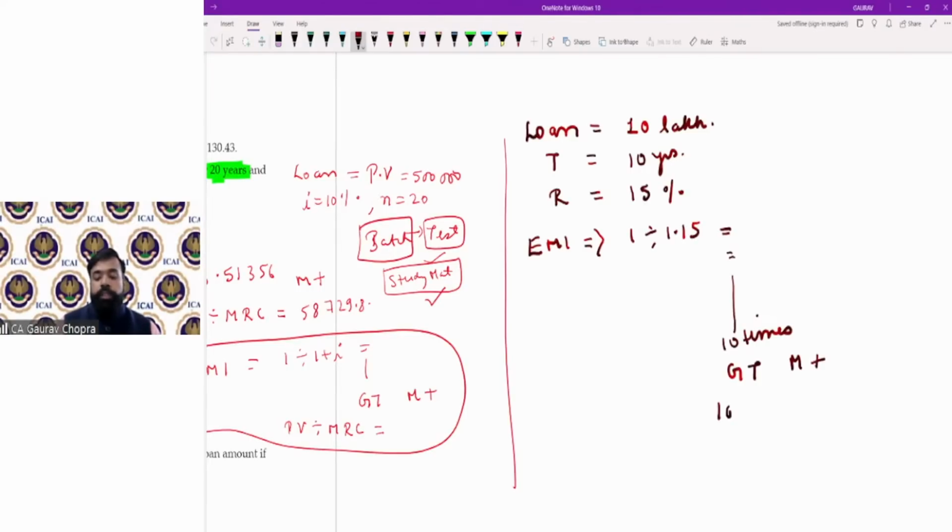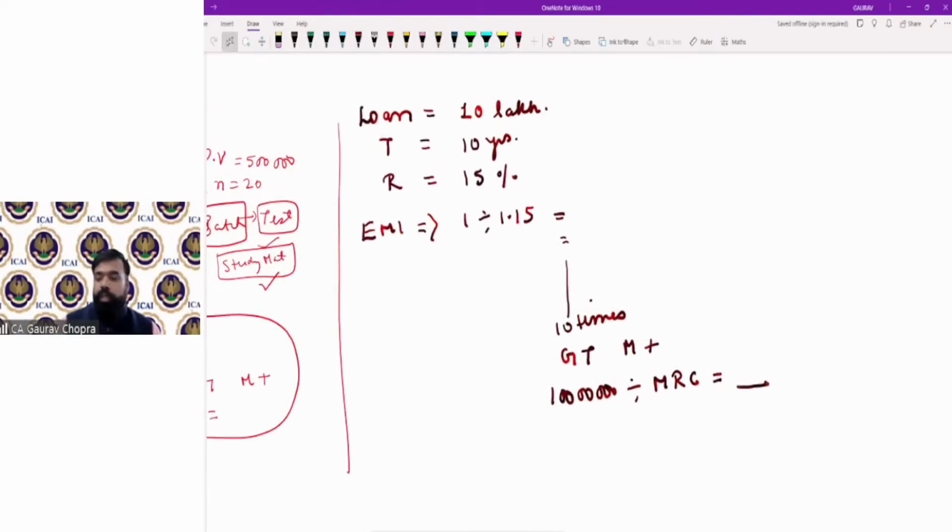Then next step is 10 lakh divided by MRC and press equal to. You will get the answer. So how much is the answer? 1,99,252. Om and Anand has given the answer. Anybody else with the answer? 1,99,252.